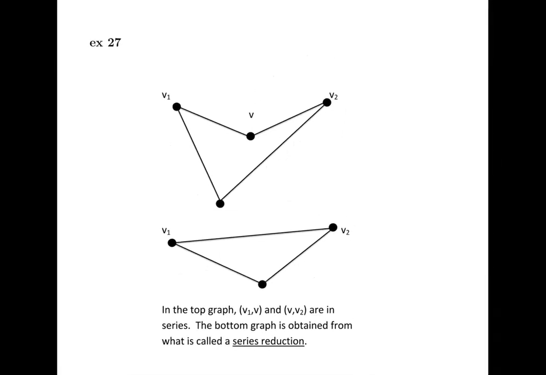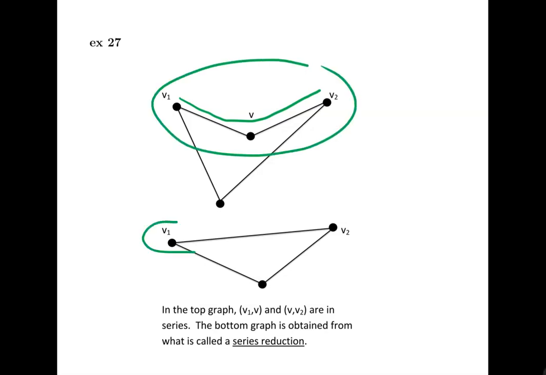So here with example 27, we're going to build up to another theorem, but we need a few more definitions. The top graph, we say V1, V, and V2 are in series. So this is kind of in series here. So the bottom graph is obtained by cutting out V in the top graph and just connecting V1 to V2. That's actually called a series reduction. Okay, so here these are in series, and then this is what is called a series reduction.